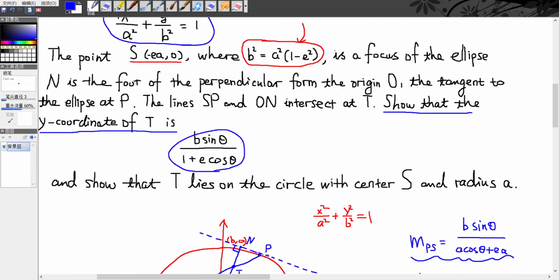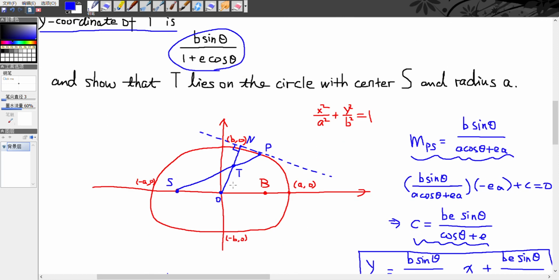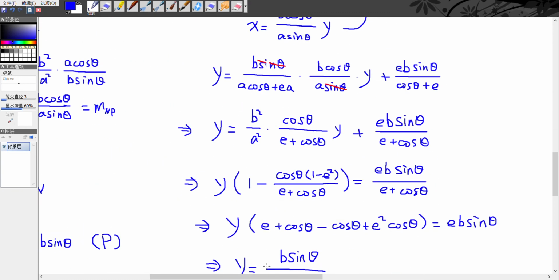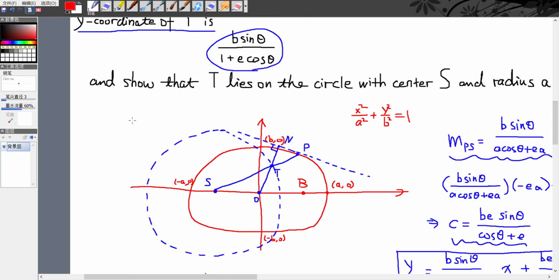And the next question is asking us to show that point T lies on the circle with center S and radius a. So T is here and S is here. T lies on the circle that is created by S. So in order to achieve this, the distance between T and S must be a in order for the condition provided by the question to be true. So for the final question, we just want to calculate the absolute value of TS.